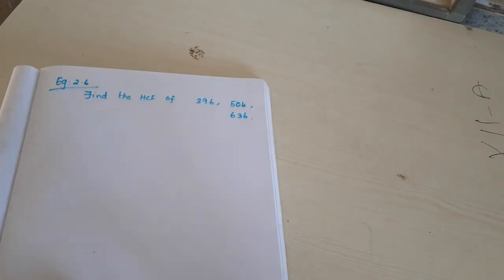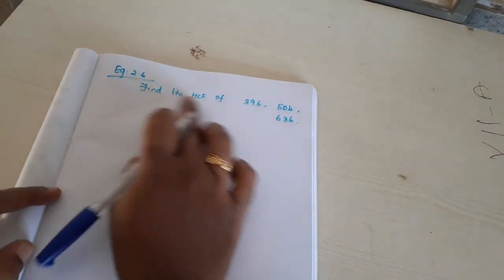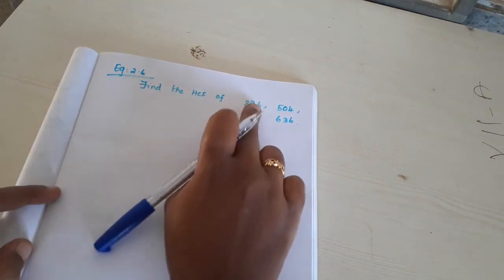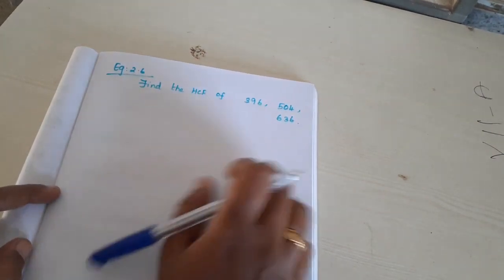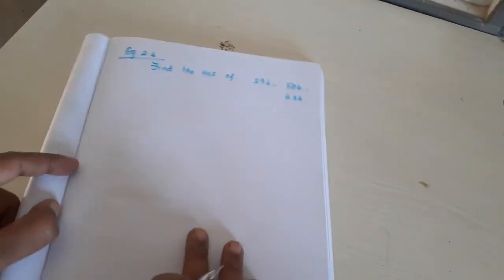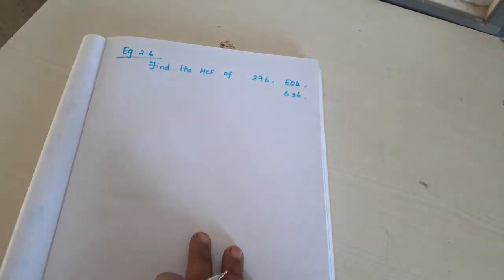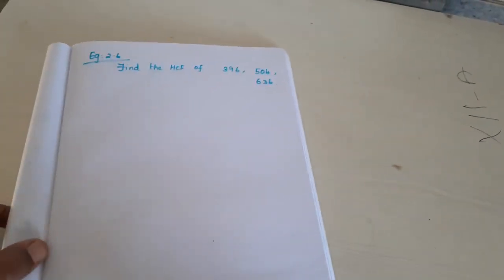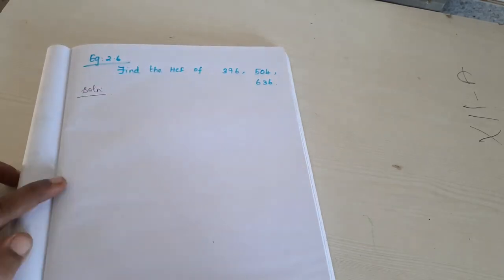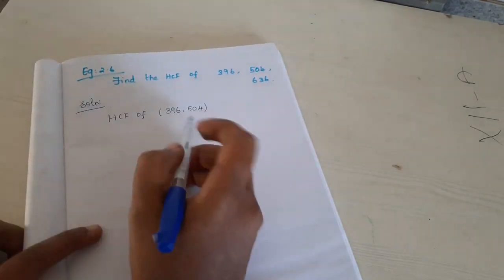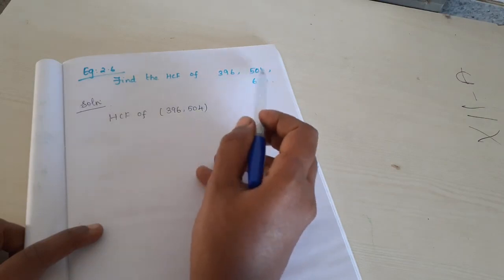Okay, now see this question, example 2.6, we can get it easily. Find the HCF of 3 numbers. So first select 2 numbers. After getting the HCF answer, we will find the HCF of that answer with the third number. Okay students? Okay, listen. So, solution. First select the first 2 numbers, 396 and 504.